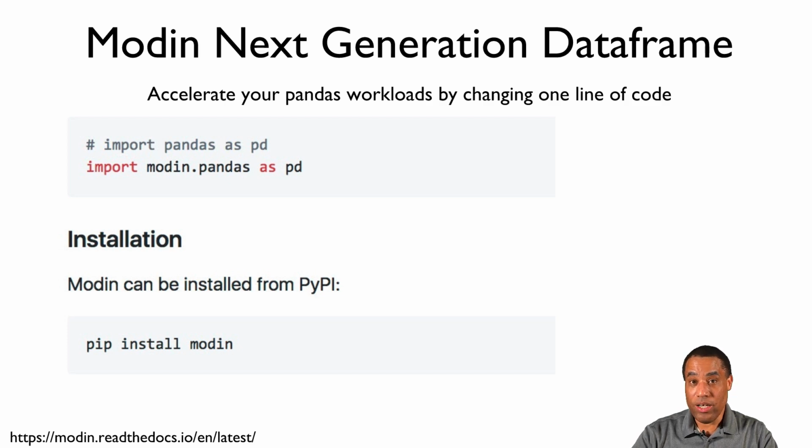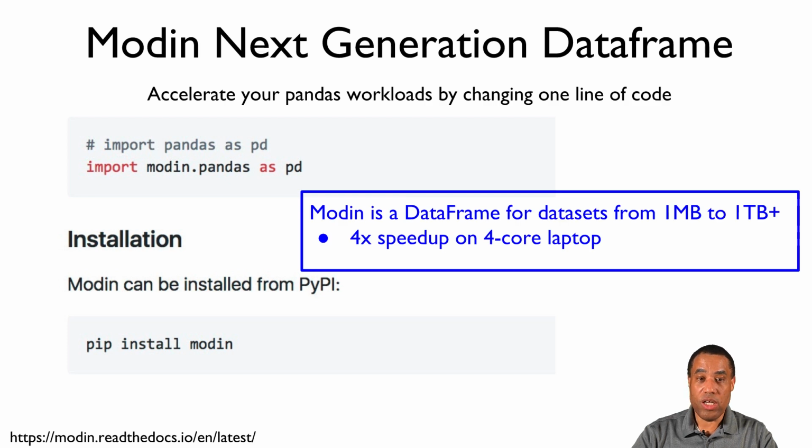Now what will you get? Well, you'll get the ability to work with larger data sets based on the amount of memory that you have on your machine. And if you have a multi-core or multi-socket machine, you'll also see significant speedups. So you can work with data frames that are a megabyte in size or a terabyte or more in size. And you'll see speedups that are relative to the number of cores that you have available. So on a 4-core laptop, you'll see up to 4x speedup in performance.